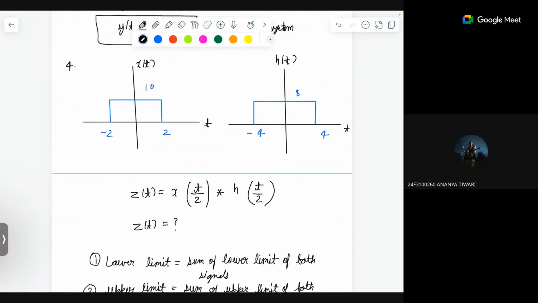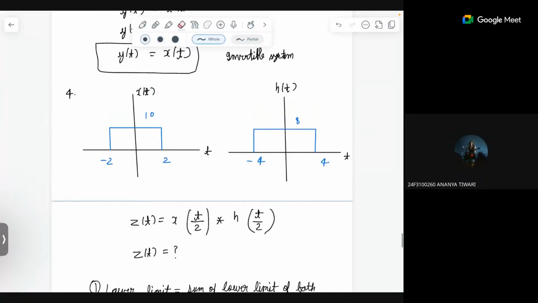So we have x of t and we have h of t. But for convolution, I need x of t by 2 and h of t by 2. So t by 2 means expansion. So what will I do? I will just multiply by 2 here, 2 here, 2 here, 2 here. And that will give me h of t by 2 and x of t by 2. This is, I think, from week 1. I will just copy paste them and change it here only.